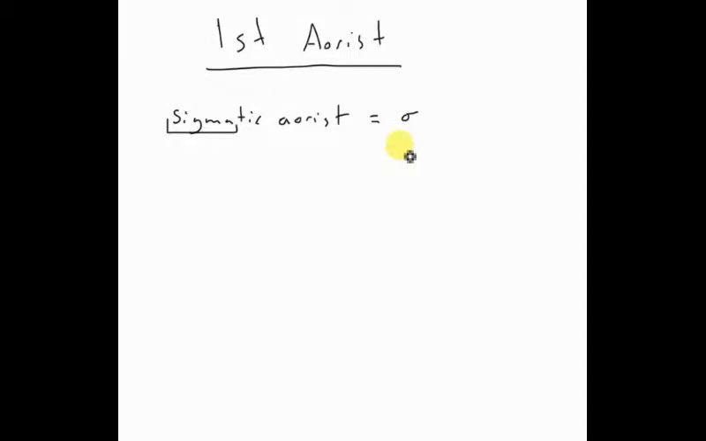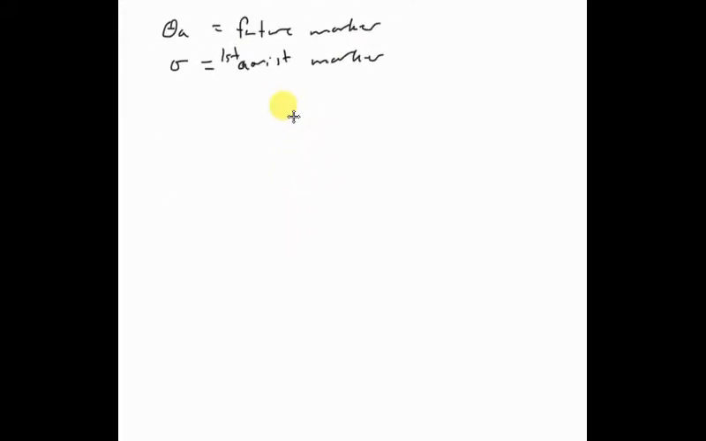So in this aorist, the sigma is the identifier of the aorist. It is the aorist marker, the same way that tha is the future marker, the sigma is the aorist marker. Or I should say the first aorist marker. And let's see where it manifests itself.